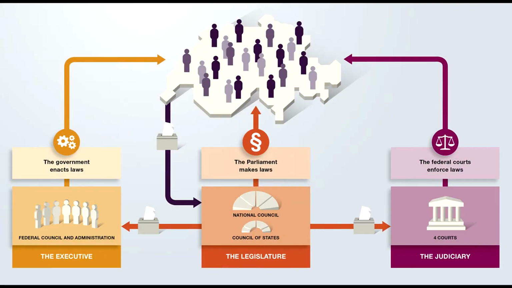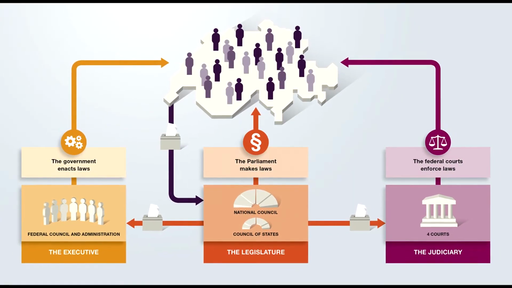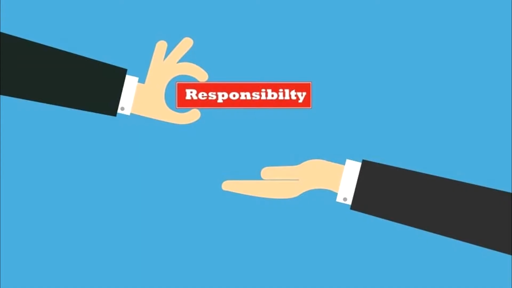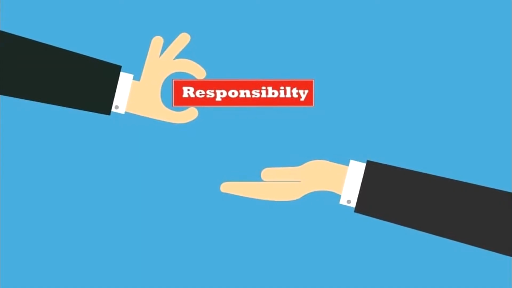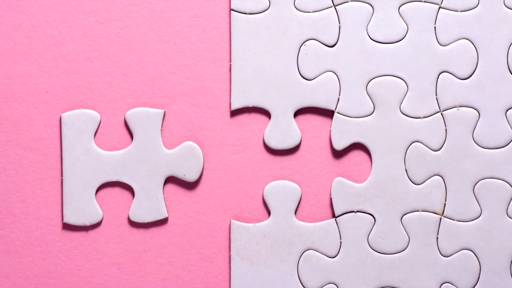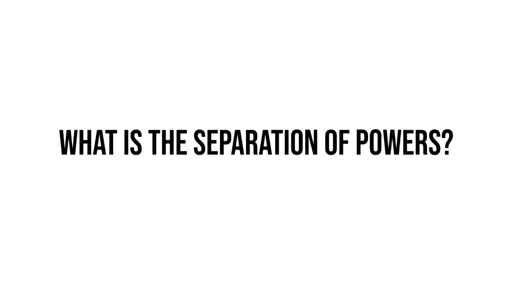The separation of powers is what comprises the UK Constitution: the executive, the legislature, and the judiciary. In this video, we're going to talk about the responsibilities of each of these institutions and also consider how they fit into the constitutional system. Now, I'm Lewis from the Thinking Bubble, and today we're talking about the separation of powers, or more specifically, what is the separation of powers?